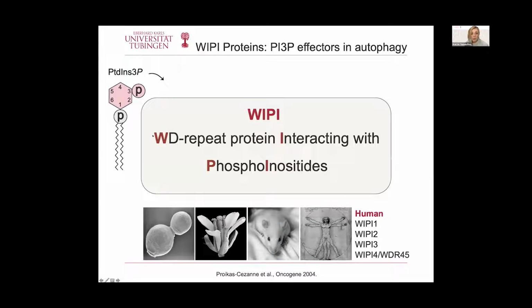And we refer to them as WIPI, WD repeat protein interacting with phosphoinositides. It's a conserved family, an ancient family present in all eukaryotes. In human, we have 4 members, WIPI1, 2, 3, and 4. The WIPI4 gene is, as you know, referred to as WDR45.